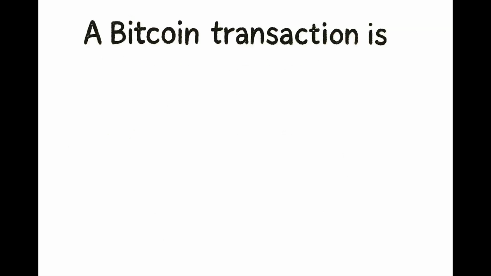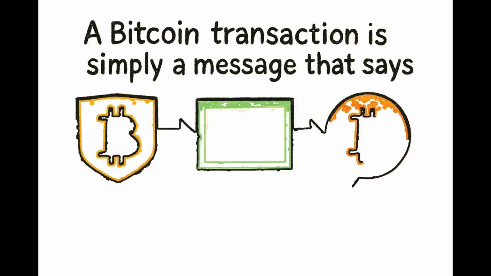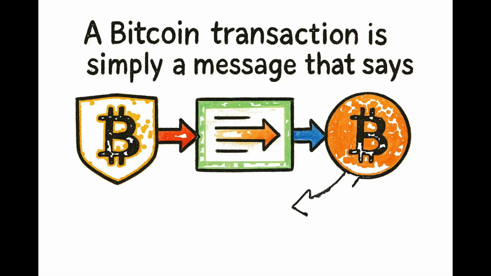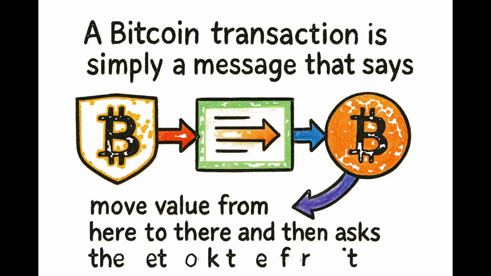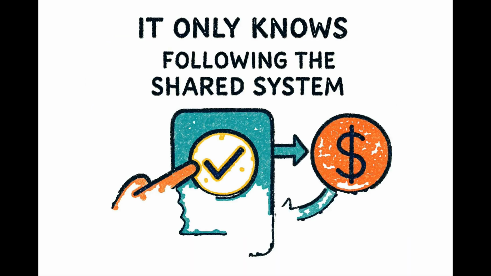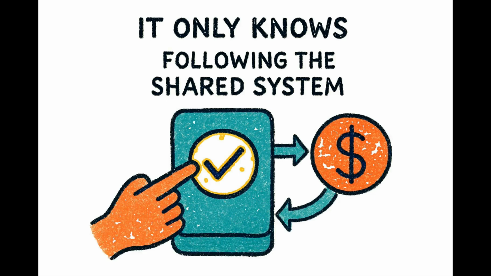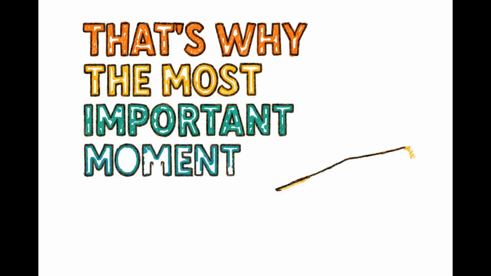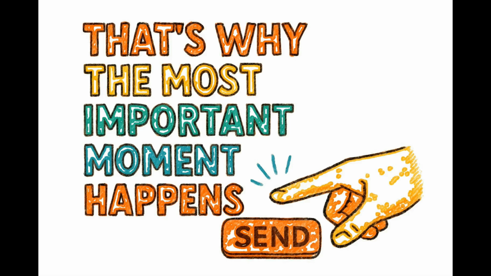A Bitcoin transaction is simply a message that says, move value from here to there, and then asks the network to enforce it. The network checks the rules, not your intent. It does not know who you meant to pay. It only knows whether the transaction follows the shared system. That's why the most important moment happens before you click send.